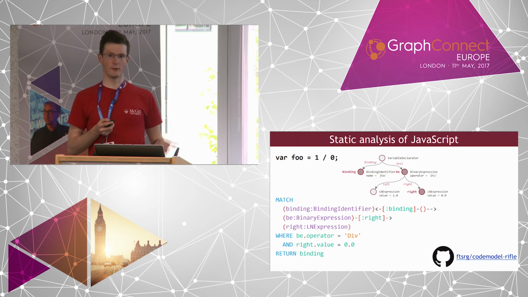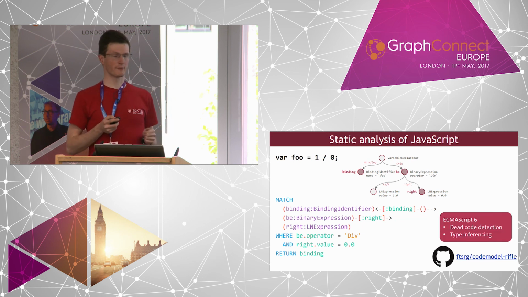This is a very good use case for incremental graph query engines because these graphs are huge, the patterns are complex, and the graph is continuously changing, but only by a small amount because developers typically save and commit just a couple of lines of code. So we currently support ECMA script 6, and we have cool features like dead code detection and basic type inferencing on vanilla JavaScript code.